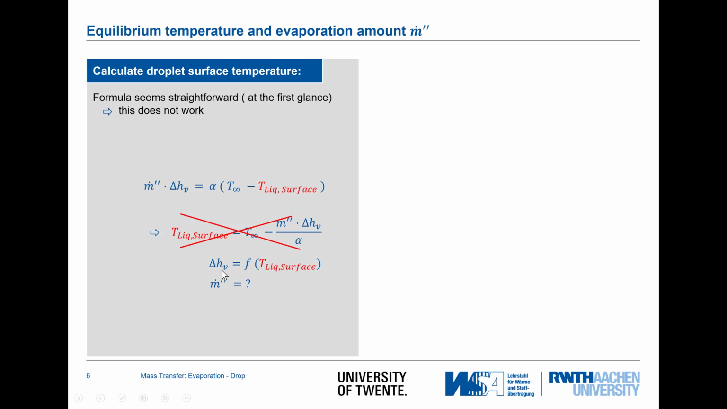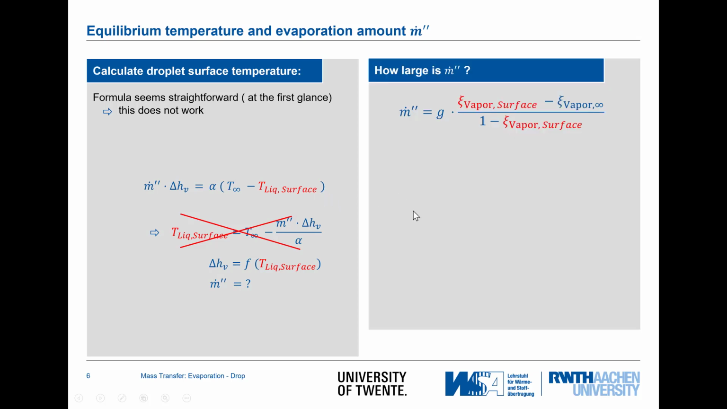Now let's have a look at m dot double prime. We already wrote it down in one of the previous videos. So that's the mass transfer coefficient times the driving potential and multiplied by 1 over this here, which is the Stefan factor. So we see here that the terms in red, that's xi vapor at the surface, that's a function of the liquid temperature at the surface.